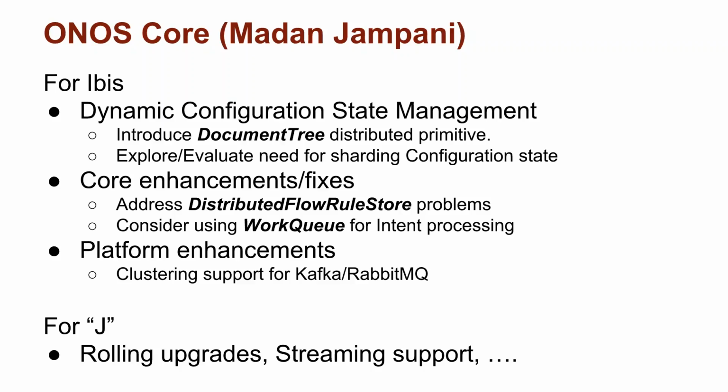The second point I have here is for exploring and evaluating the need for sharding this configuration state. The initial plan for this document tree primitive is that the tree itself will not be sharded. It will be replicated across multiple nodes for high availability and so on. But the operations on this tree will be serialized, so there is no parallelization that you can get. The only way to get parallelization is to actually statically partition the tree itself.